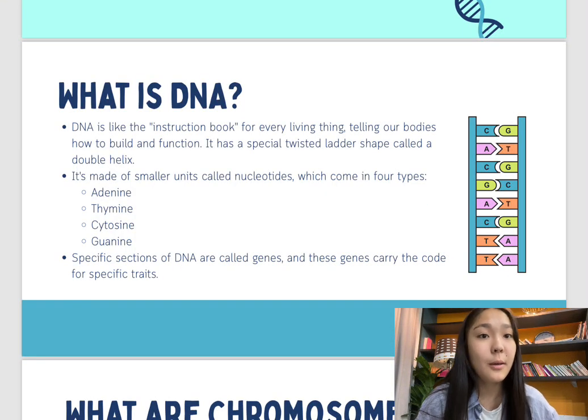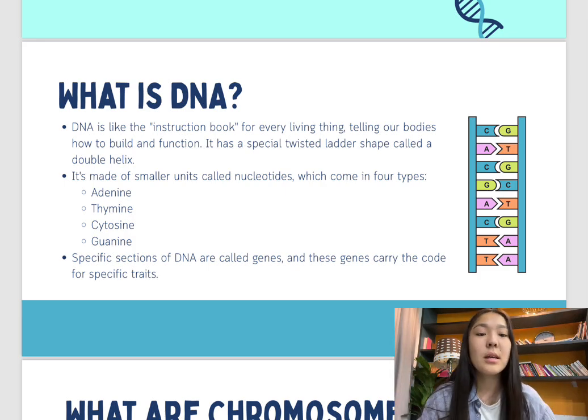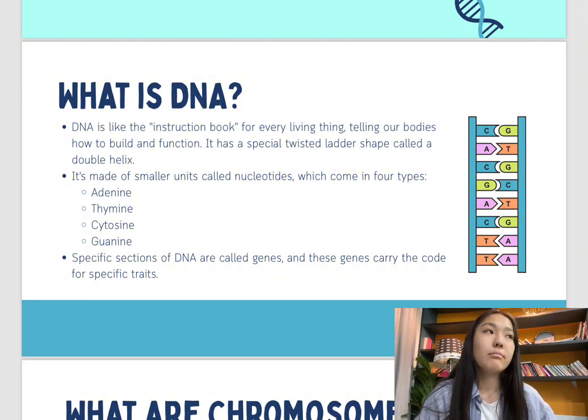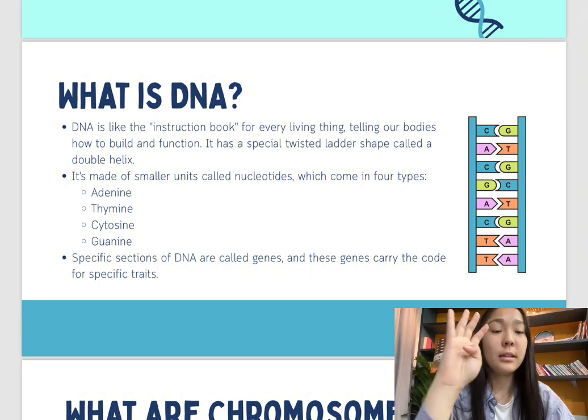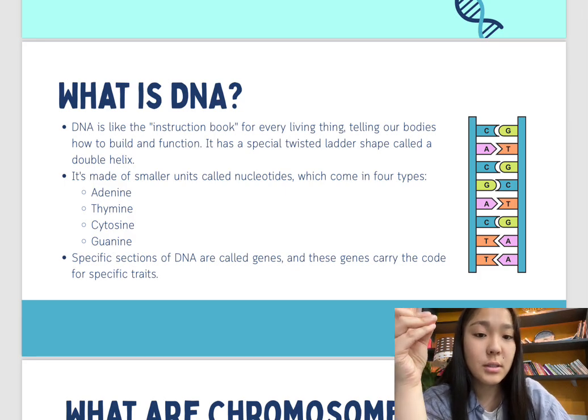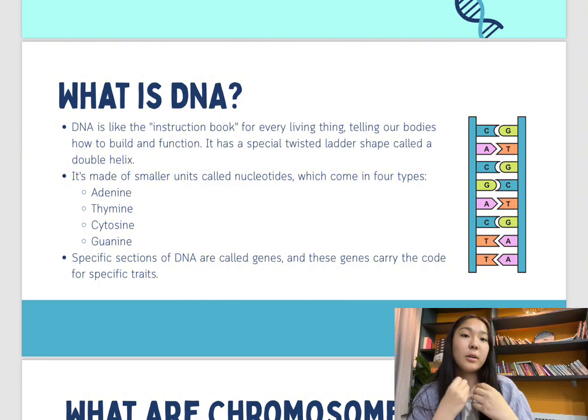So what is DNA? DNA is like an instruction book for every living organism. It contains all the information our bodies need to grow and function. DNA has a special shape called a double helix. It's made of 4 types of nucleotides called adenine, thymine, cytosine, and guanine. Specific sections of DNA are called genes, and genes determine our traits.